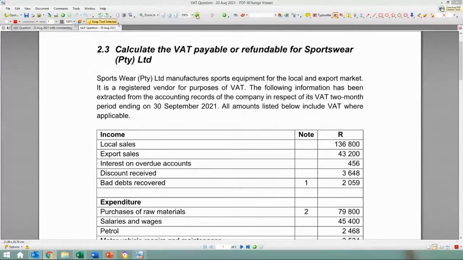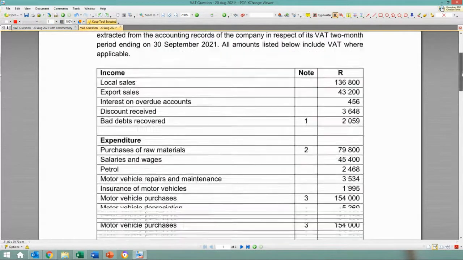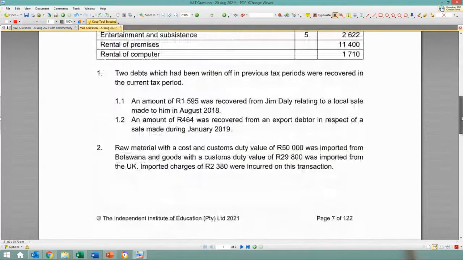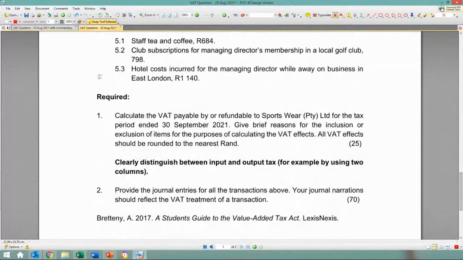So what do we have to do when they ask you to calculate the VAT payable or refundable? Normally a question wouldn't have a heading that tells you what it is for. So where we would have to start is to scroll to the bottom of the question and first look at what is required of us. What do we need to physically do?